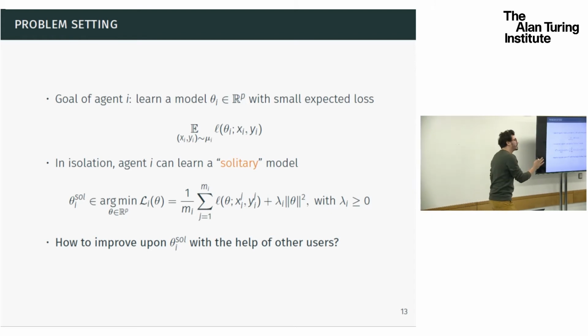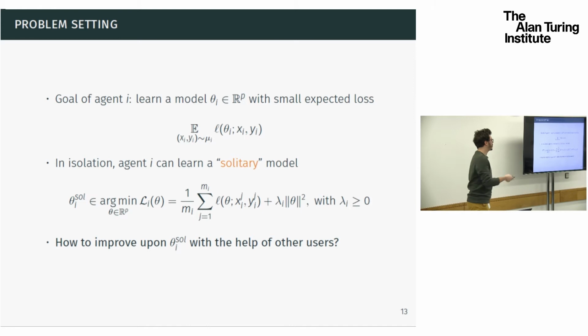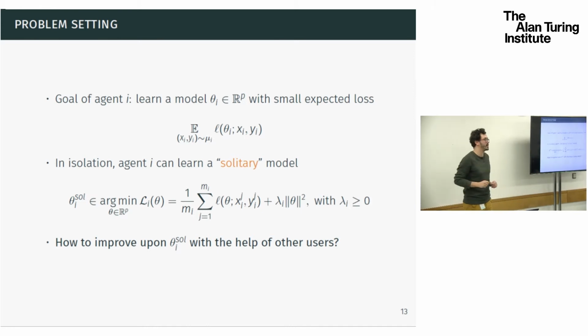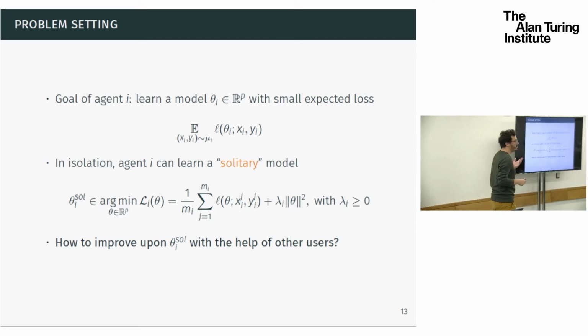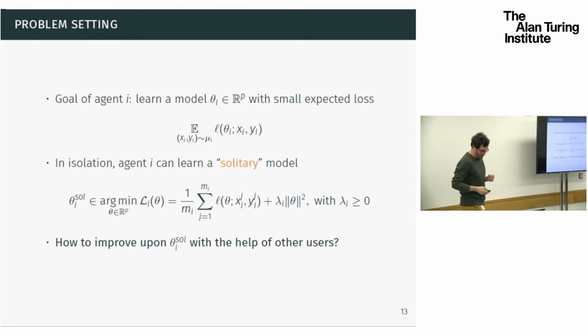You can argue this is what agent i would do if it was on its own. And now my goal is going to be to improve upon this, obviously, because if I cannot improve upon this, then users might just stay on their own. There's no incentive in collaborating. So this is going to be my baseline, essentially.